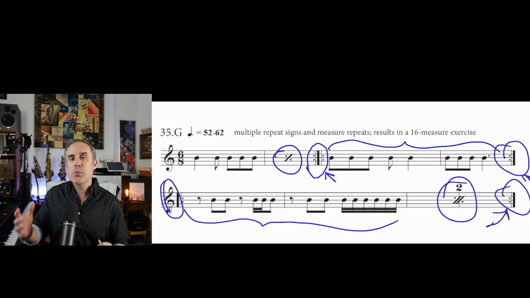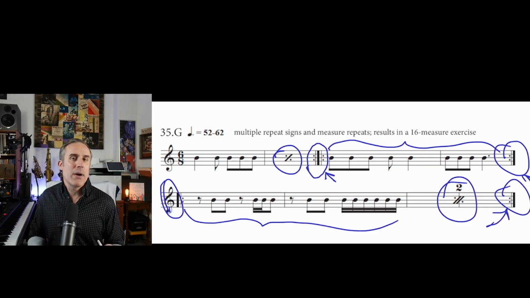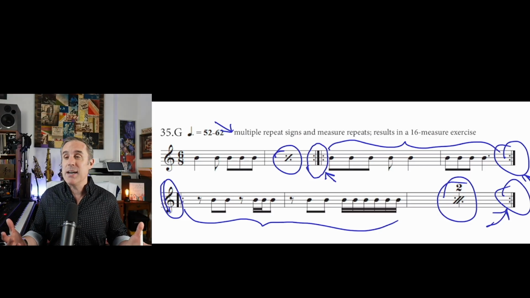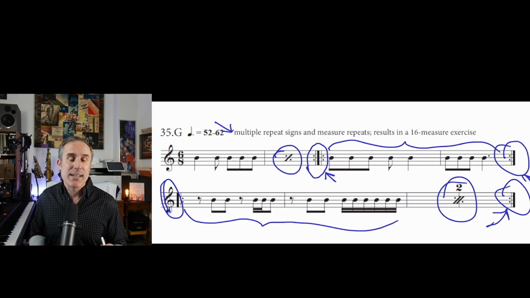Meaning that everything between that left repeat sign and the right repeat sign, including that 2-measure repeat symbol, we have to repeat one time before we can close off this exercise. And if you look at the top right here, it says that this exercise has multiple repeat signs and measure repeats, and it actually results in a 16-measure exercise. So even though it's just 8 distinct measures in and of itself, because of the repeat signs, it turns into a 16-measure exercise. Pretty cool.